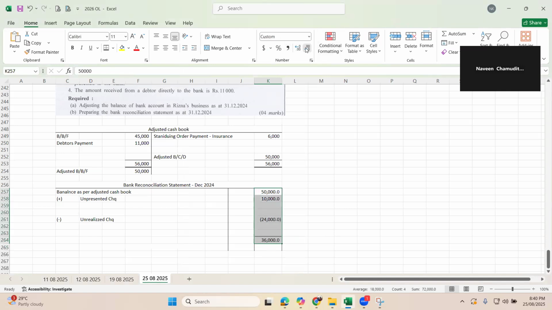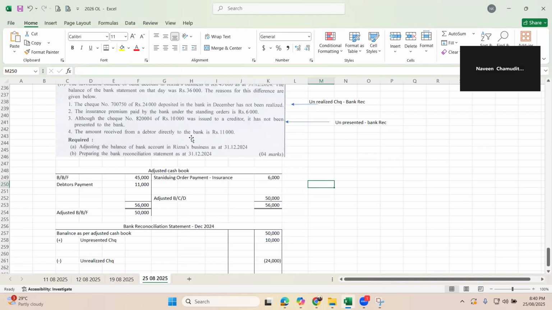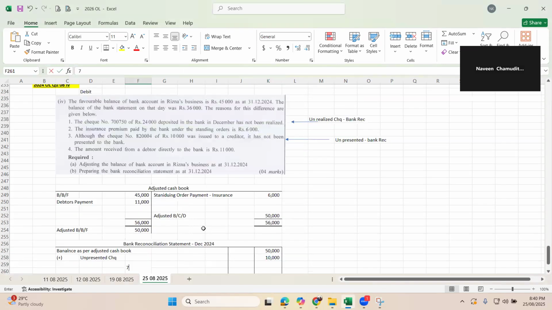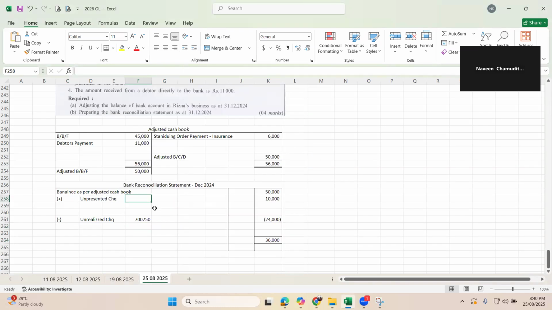It tallies with the statement balance. See, the balance of the bank statement on that day was 36,000, right? It tallies. So if needed, you can write the check numbers here. It's 700, 750. The other one is 82 double triple 04. So question done. Navin, anything to clarify? No, sir. Very good. So we'll do one more question.